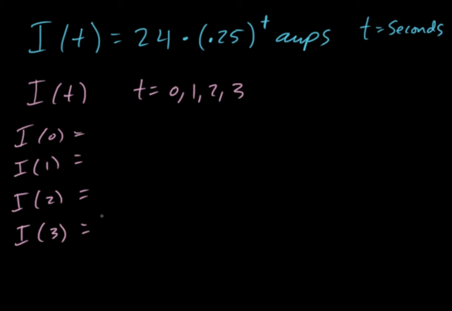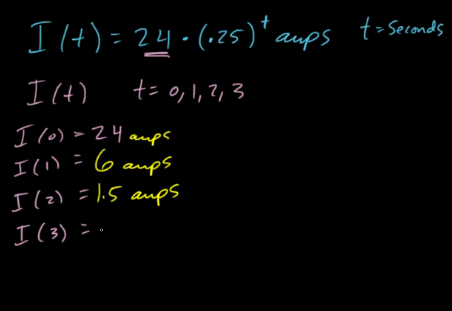So we're going to find I of 0, I of 1, I of 2, I of 3. So all we need to do, plug in a 0 here, this goes away, so that's 24, which is, once again, just the initial amount. If we plug in a 1, it's going to end up being a 6. If we plug in a 2, that's going to give us 1.5. These are all amps, by the way. And then if we plug in a 3, it's going to give us 0.375 amps. So I would just use a calculator, plug in the different values for T, and then you'll end up with these answers.